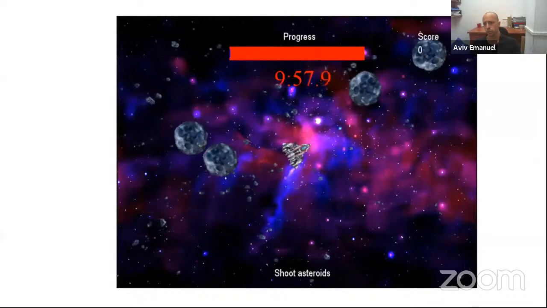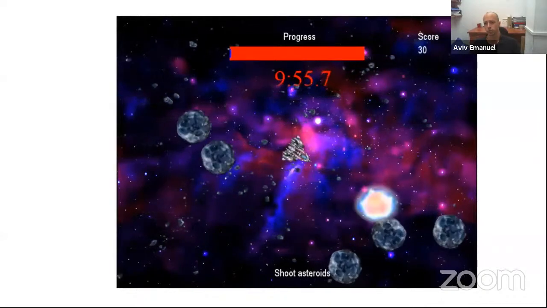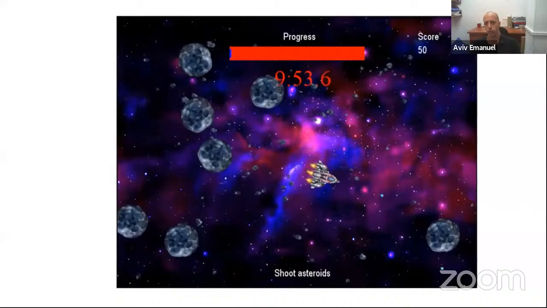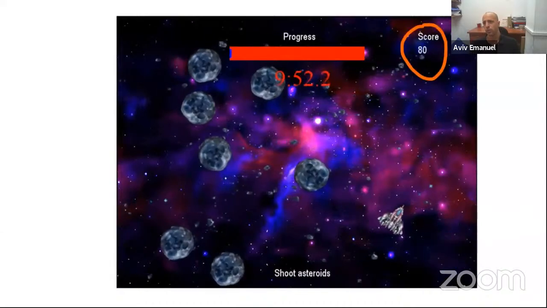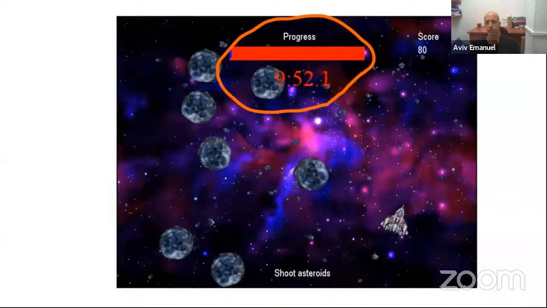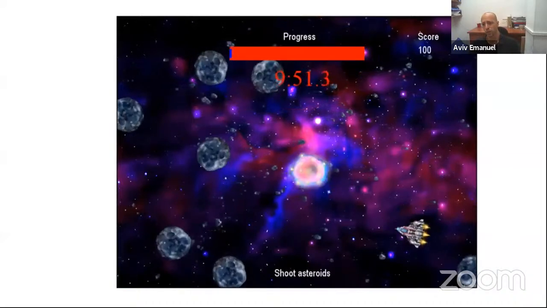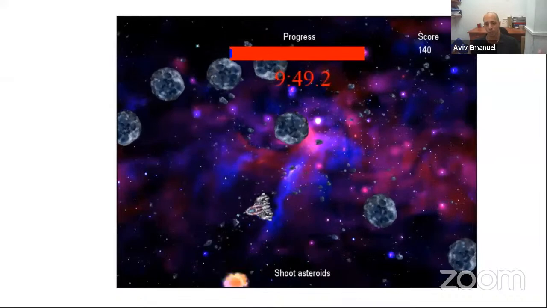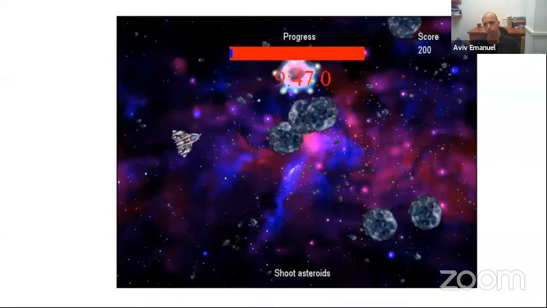Each accurate shot at an asteroid gains them 10 points. At the top right corner of the screen, you can see your score. And at the top of the screen, you can see a timer and a progress bar, indicating how much time you have left until the end of the clock.